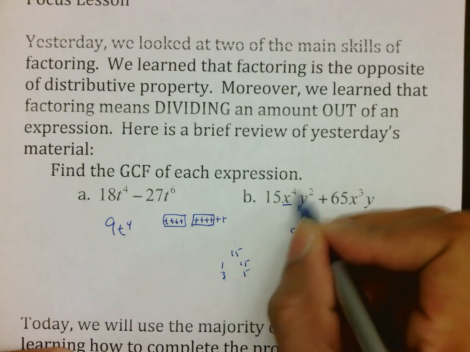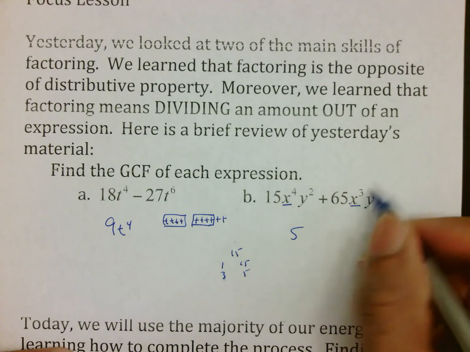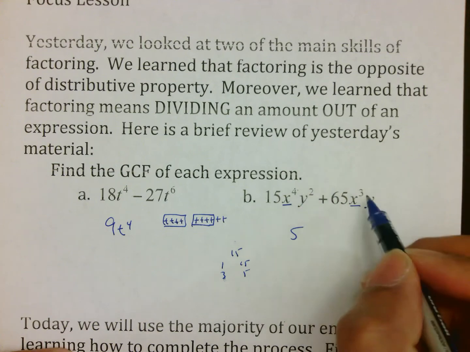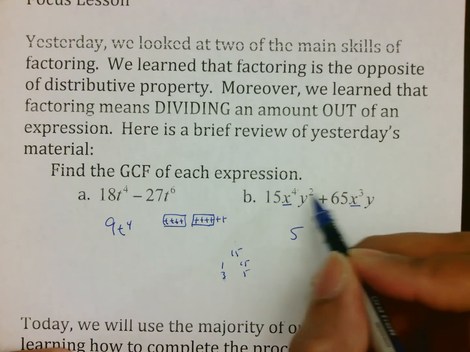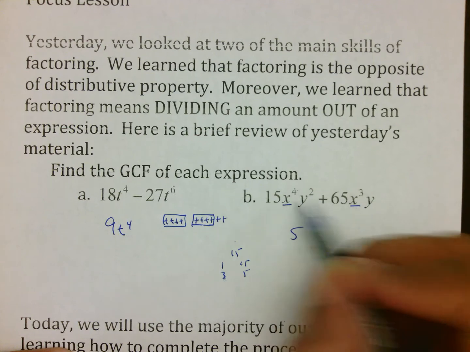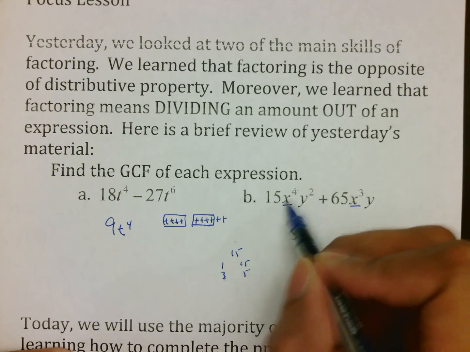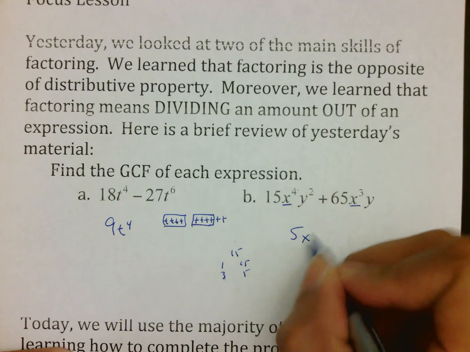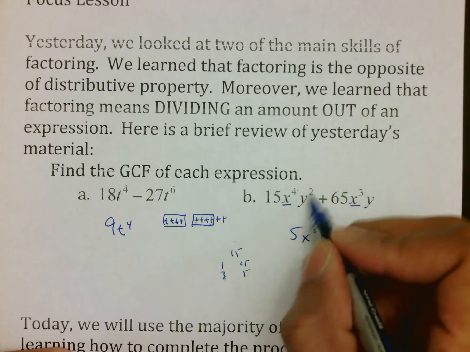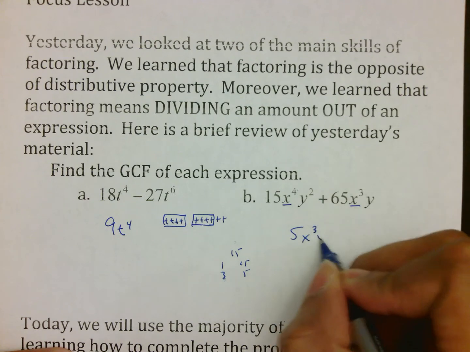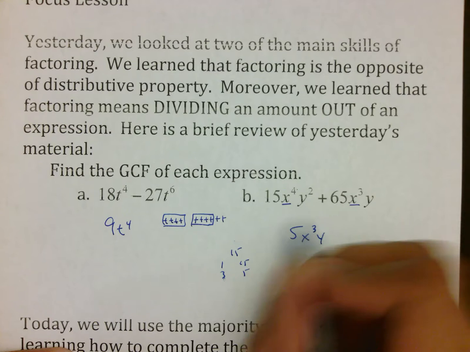Now again, playing the game, you have to make sure you pay attention carefully. What I saw on yesterday's bell ringer was a lot of people who didn't pay attention to how many were there. But in the beginning process you need to take your time and think: this has 4 x's, that has 3, the lowest number is 3. This has 2 y's, that has 1, the lowest number is 1. That is your GCF. Alright.